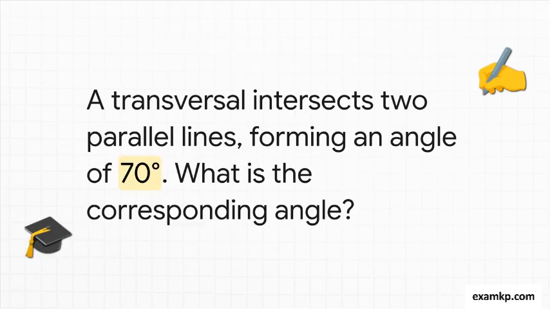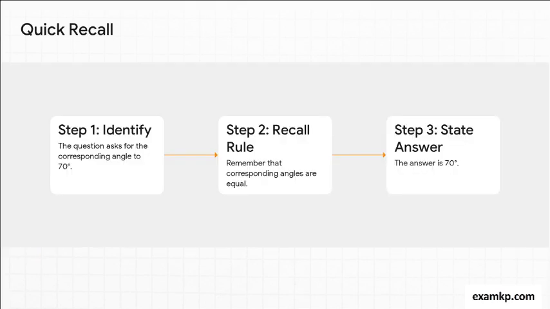This time, it's from JAMB. A transversal cuts two parallel lines and one of the angles is 70 degrees. The question is, what is the corresponding angle? I bet you already know the answer to this one.